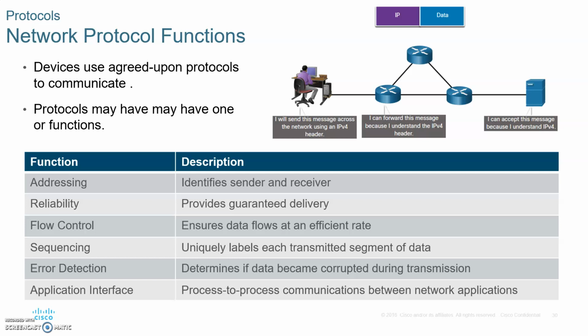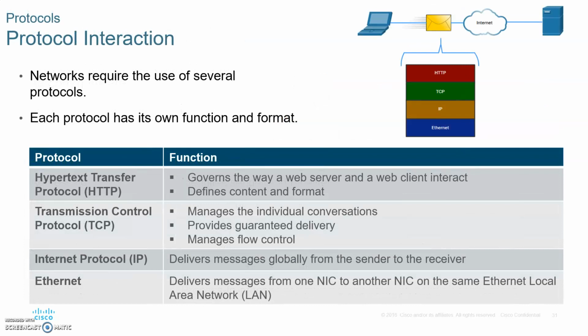Error detection is to be able to identify that the packet or data that was received has something wrong with it. It's either got corrupted or somebody has tampered with it. You drop it and ask the sender to resend the data. And the application interface. All right, protocol interactions. You have HTTP, for example.